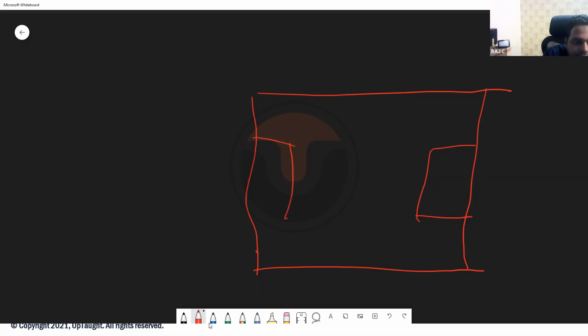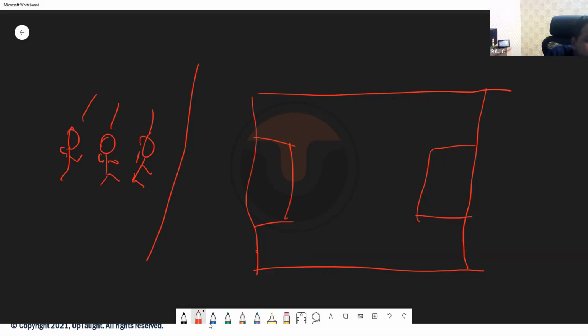You are entering into a football stadium, right? So what happens? There are three people already here, right? Each of them has something called a user ID. Each of them might have a different role, say user A, B, C.